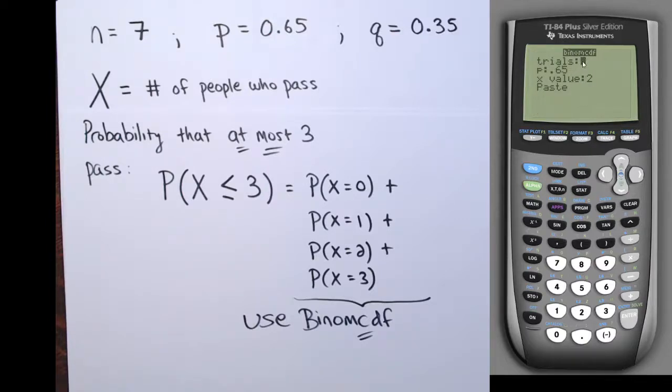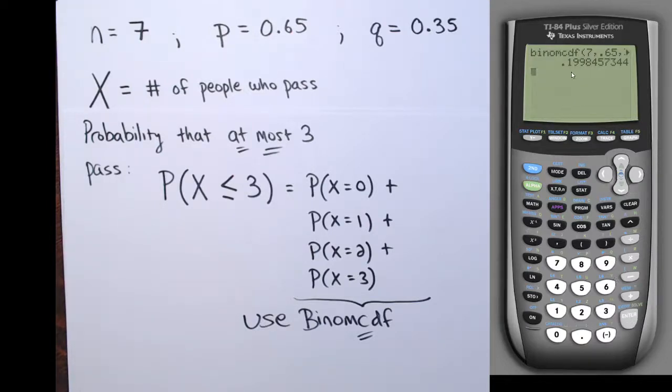Again, 7 trials. The probability of success on each trial is 0.65 again. But now I'm adding up the probabilities from 0, and always starting from 0 with this CDF, up to 3 this time. Binom CDF, with up to 3.